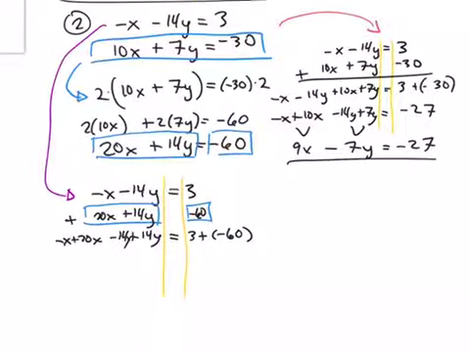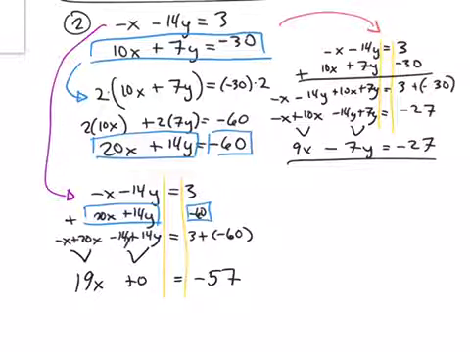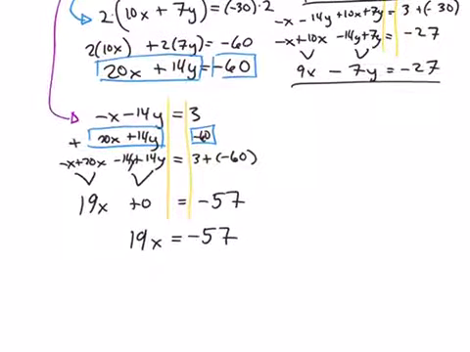And so this is really wonderful because negative x and positive 20x give me positive 19x, and negative 14y and positive 14y are a zero pair, so the y's are eliminated, and I get now 19x is equal to negative 57. And I think that if I divide both sides by 19, that's going to give me negative 3. So x equals negative 3.